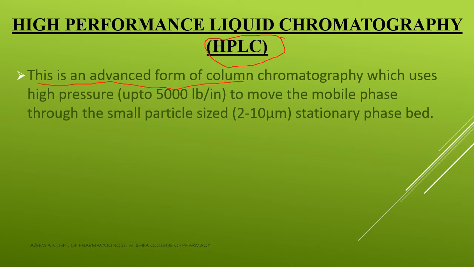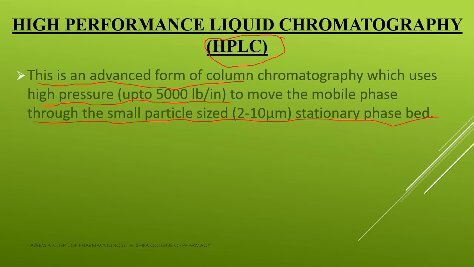High performance liquid chromatography is an advanced version of column chromatography, and this uses high pressure, that is, pressure ranging up to 5000 pounds per inch, to move the mobile phase through a small particle sized stationary phase bed.